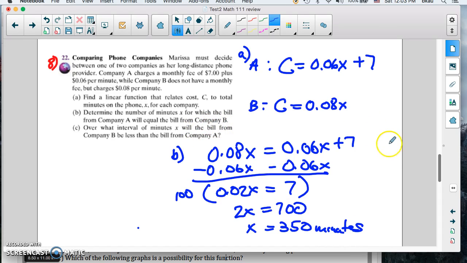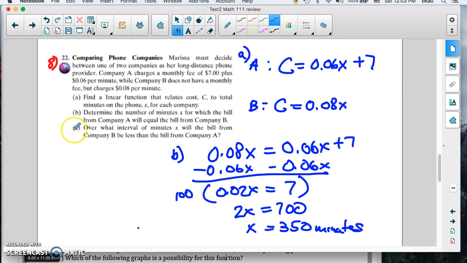Okay, over what interval of minutes will the bill of company B be less than company A? To start off with, company A should cost more because it has a $7 fee. But since B is charging more per minute, when they reach 350 minutes, they're the same. And then B will probably cost more because it overtakes that $7 fee.